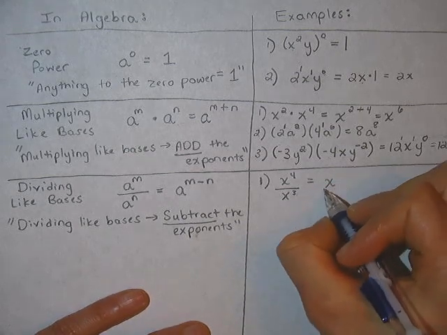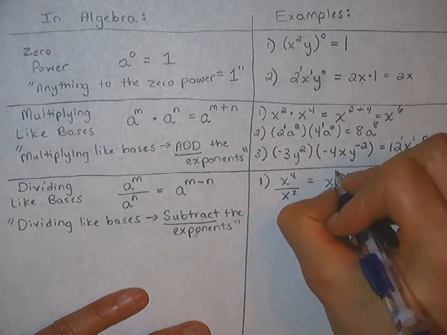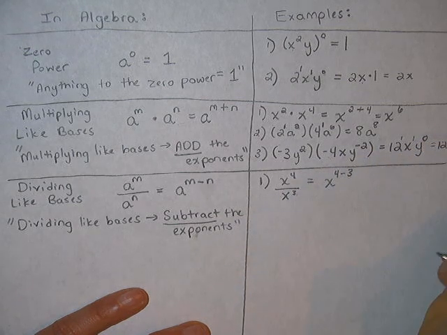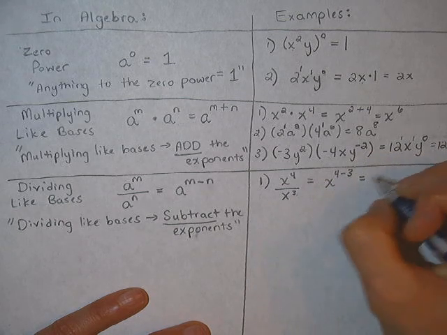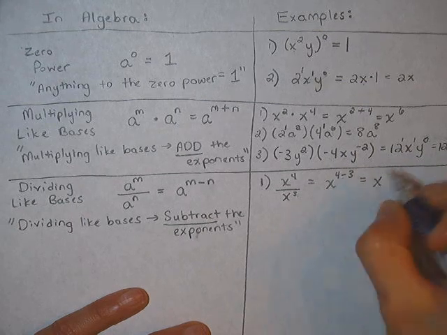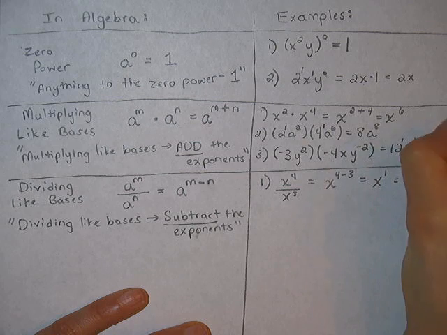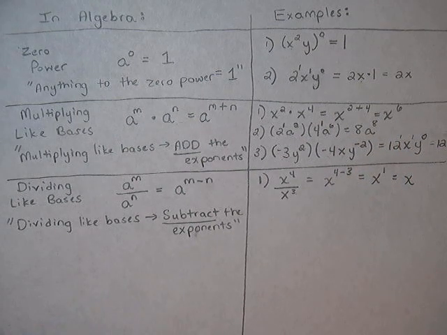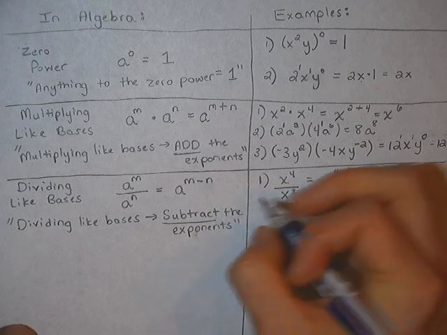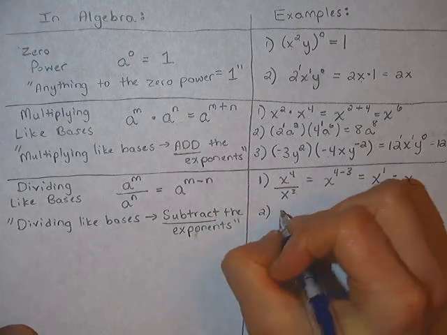You keep this base the same, and then you take the 4 minus the 3, the bigger number minus the smaller number. And so when you do that, 4 minus 3 is 1. So it'd be x to the first power. And remember, we don't typically put the 1 when it's an exponent of 1, so it'd technically just be x. Okay, let's do a different one so you can see how different problems work with this.